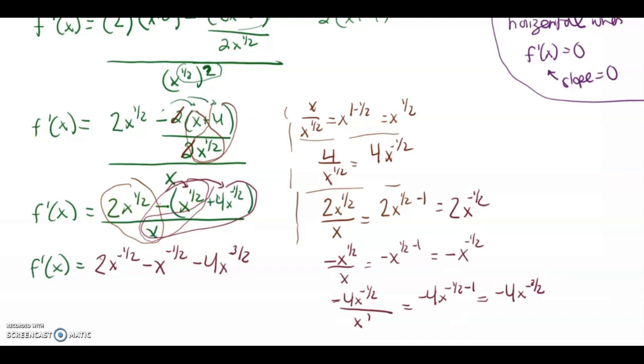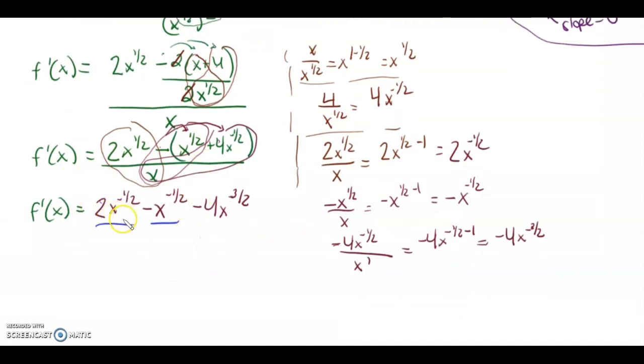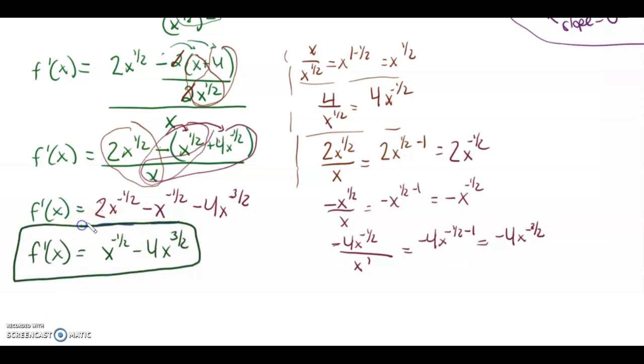Okay, the first two terms are like terms. If you look at those, we have a variable of x to the negative 1/2 on each of those. So let's go darker. f prime at x equals, so 2 minus 1 is just 1. So x to the negative 1/2 minus 4x to the negative 3/2. That is fully simplified.